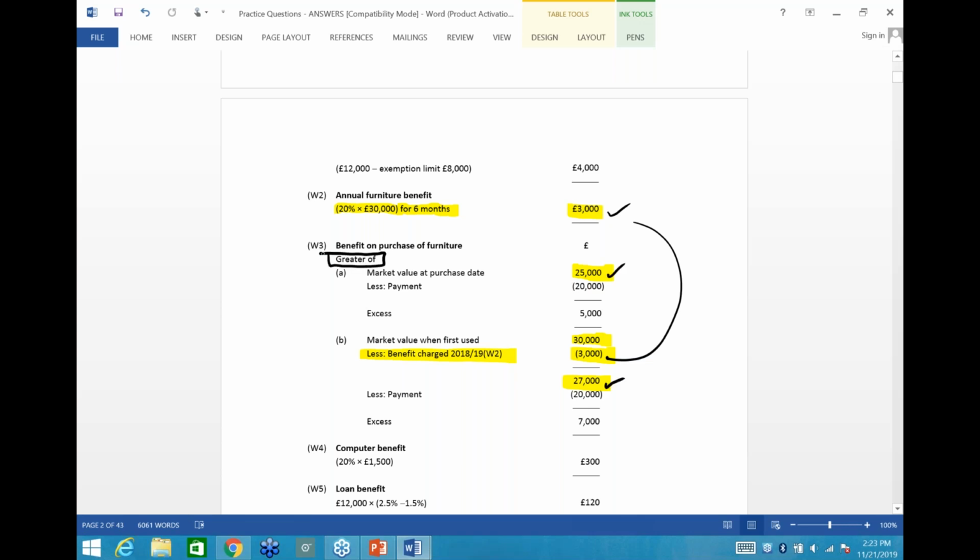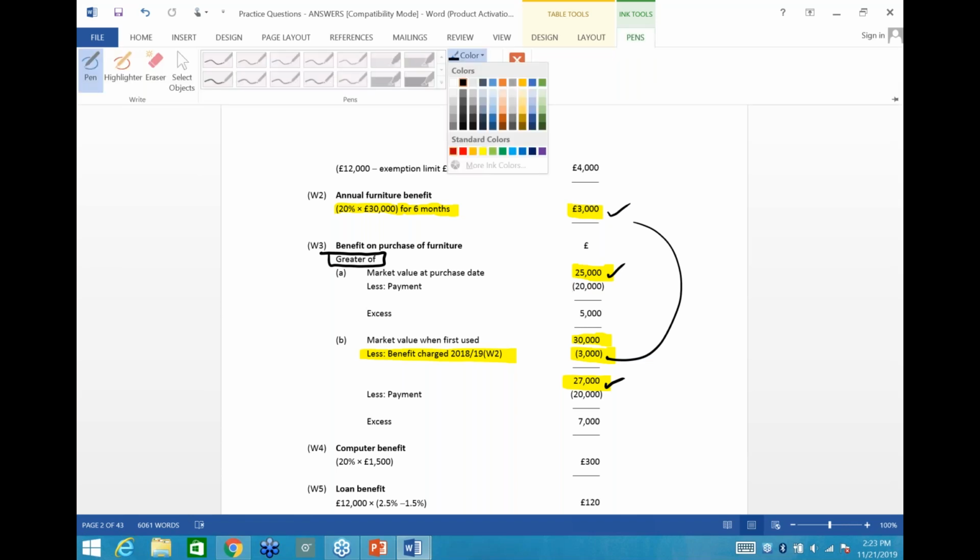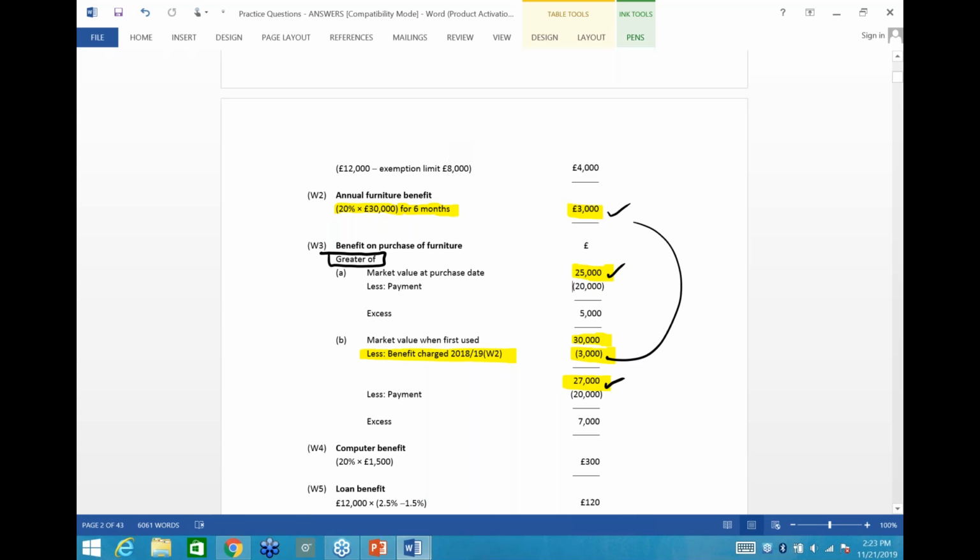So if you decide to take the greater value here, you must go ahead with £27,000, because it's greater than the market value. So my benefit is £27,000 then.